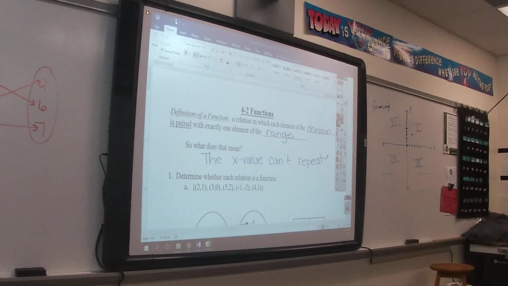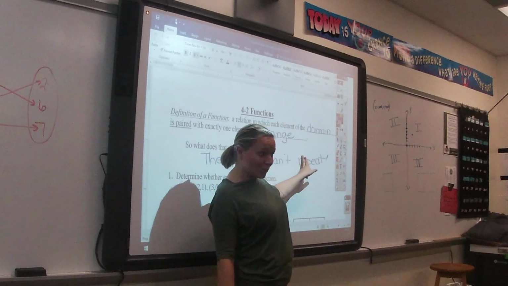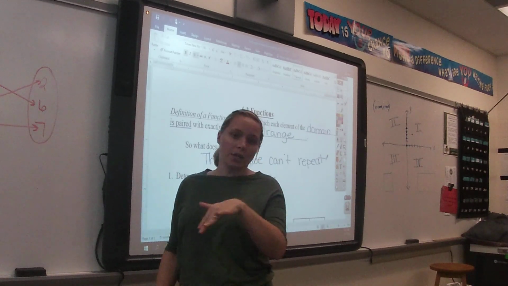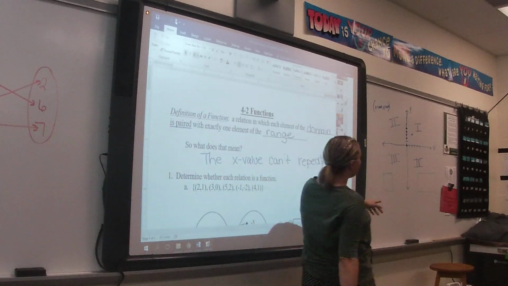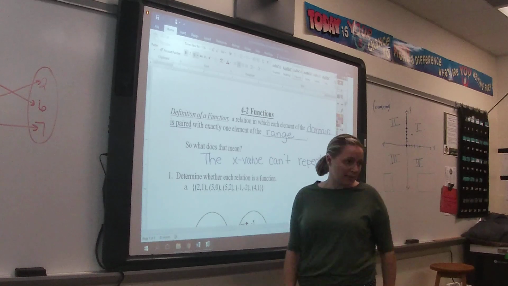That's a really fancy way of just telling us the x value can't repeat. Right? Because if an x value is paired with more than one y value, we would have to use it twice. And that's not good. Okay, so like a square has to have 4 equal sides, a function has to have no repeats in the x.